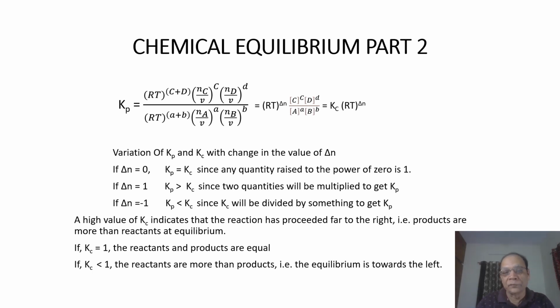since Kc will be divided by something to get Kp. A high value of Kc indicates that the reaction has proceeded far to the right. That means products are far more than the reactants at equilibrium. If Kc equals 1, the reactants and products are equal in concentration. If Kc is less than 1, the reactants are more than products and the equilibrium is towards the left.